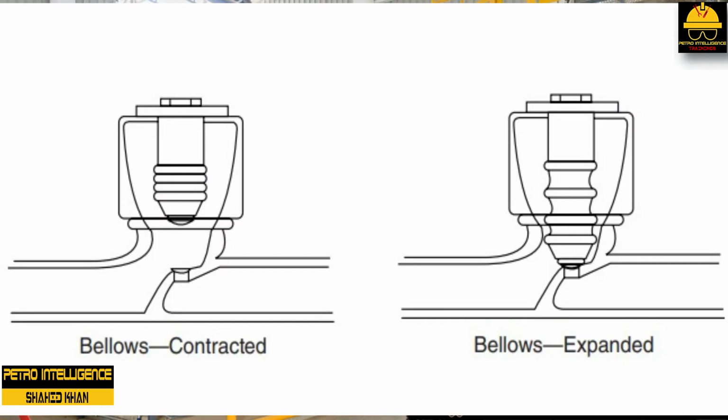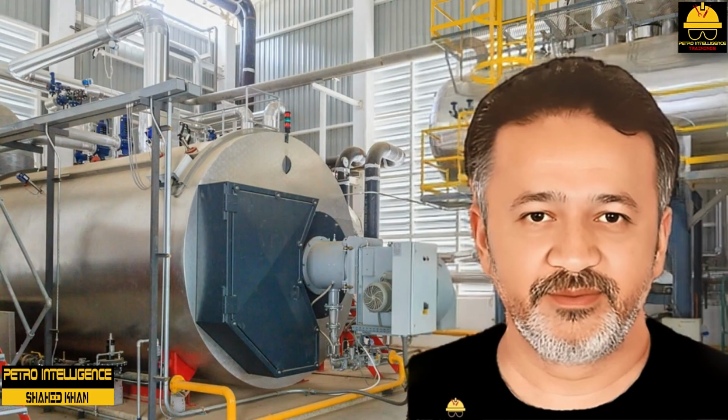During operation, steam enters the bottom of the trap and comes into contact with the bellows. Condensate causes the bellows to contract and open. Steam causes the bellows to expand and close. Bellows traps can handle condensate and non-condensable gases.